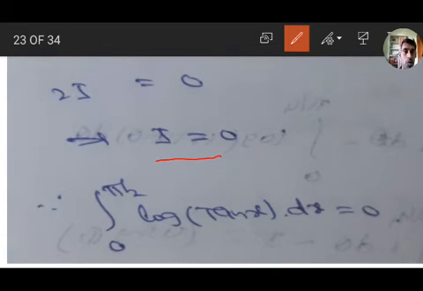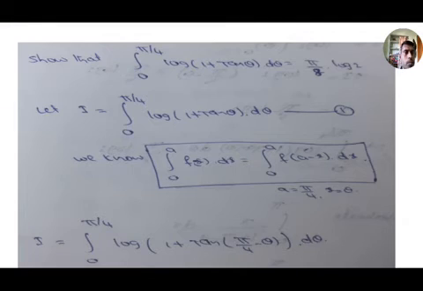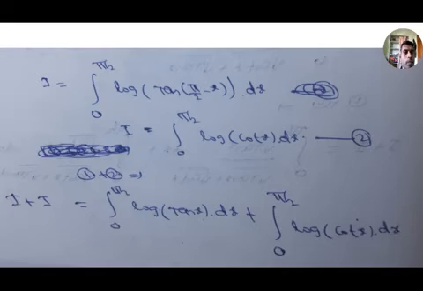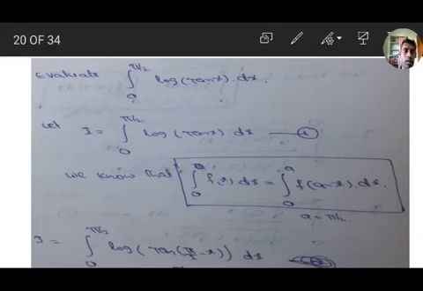0 by 2 means 0. What is I? The integral from 0 to pi by 2 of log of tan x dx equals 0. Next, here we took the integral from 0 to pi by 2 of log of tan x dx. That is equation 1.